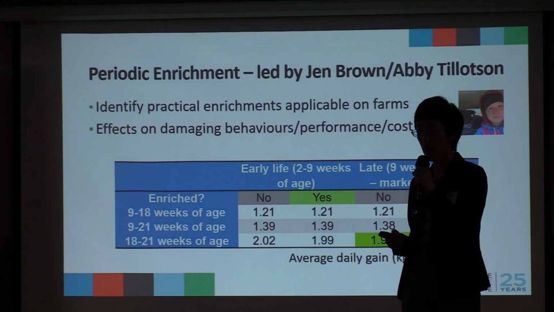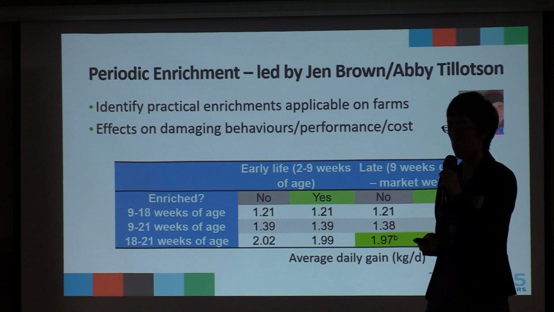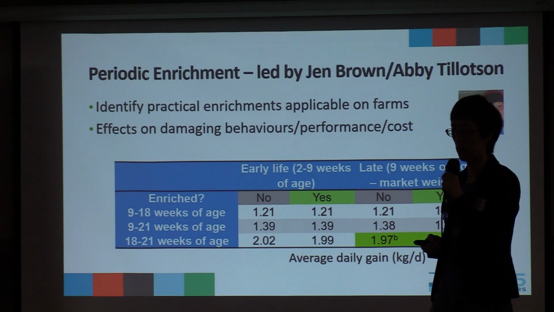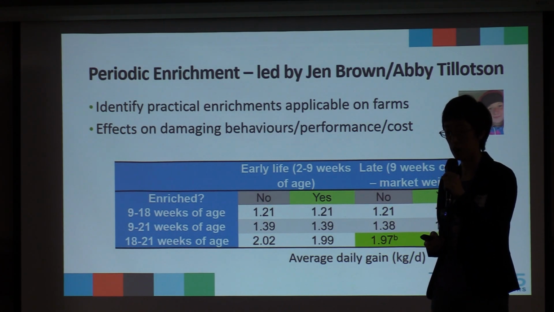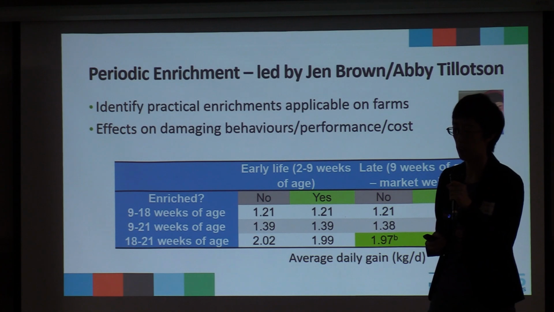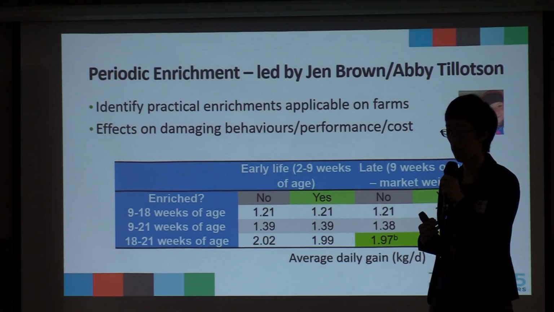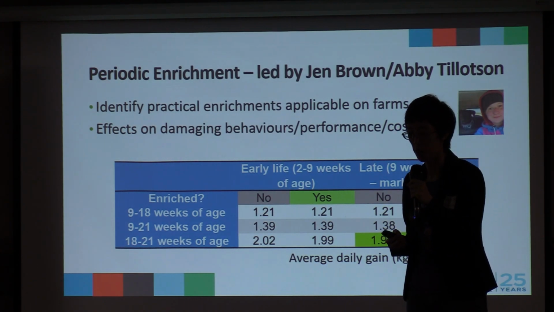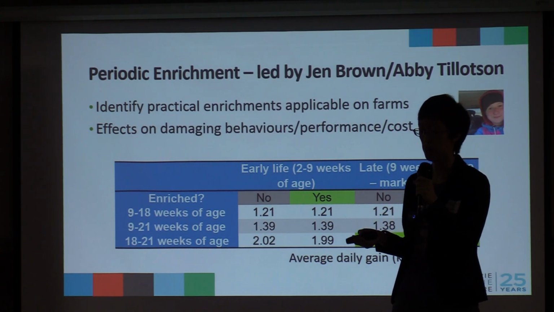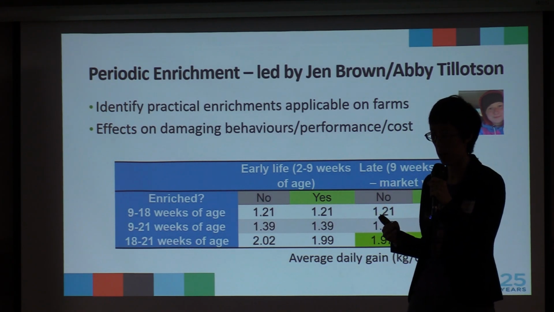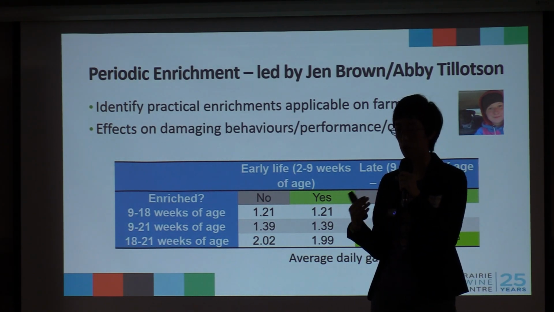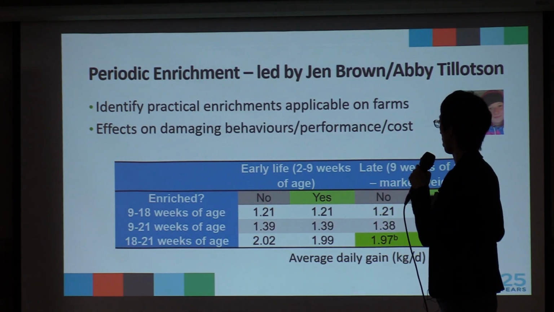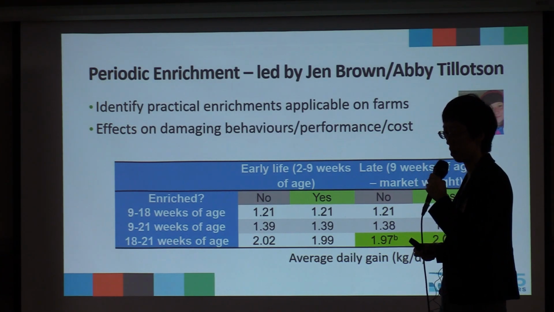Also, just to bring your attention to a project that is concluding soon, led by Jen and Abby, our MSc student. In that project, they're trying to identify practical enrichment that can be applicable on farms. They're trying 4 different types of enrichment, including rope and burlap, rubber tour, rubber mat, and, like Miranda mentioned earlier, the scented newspaper. I'm just going to show you a first look at some of the results.